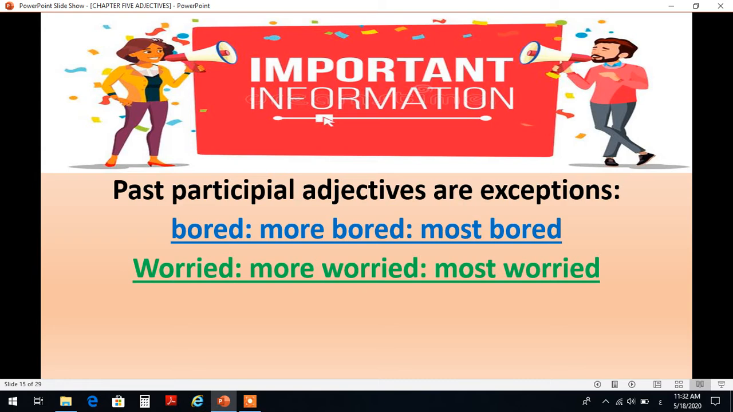The same applies to the adjective worried. If we want to give it comparison, we cannot add er or est, so we use more and most, and we say more worried, most worried.